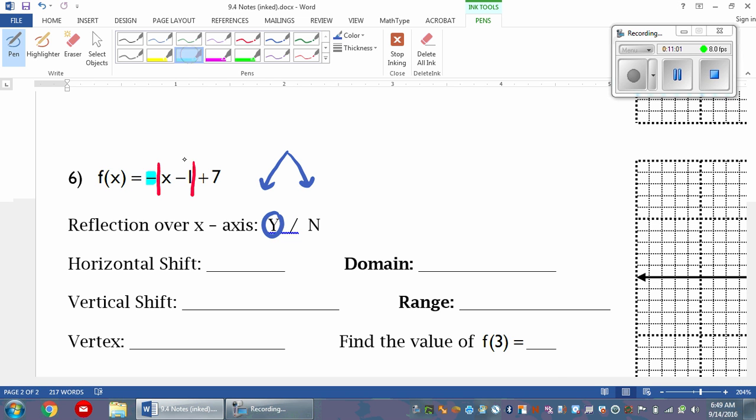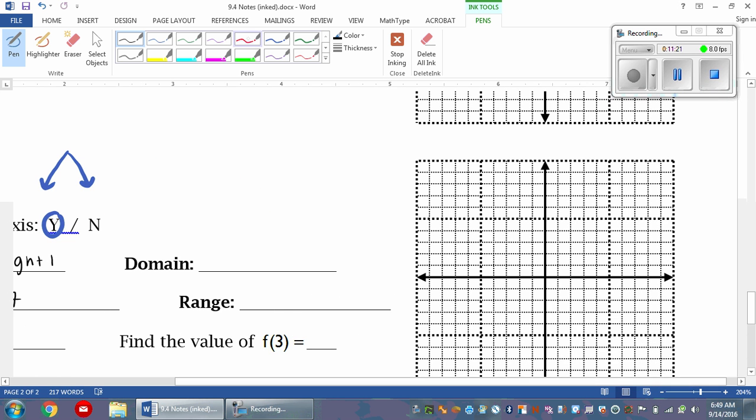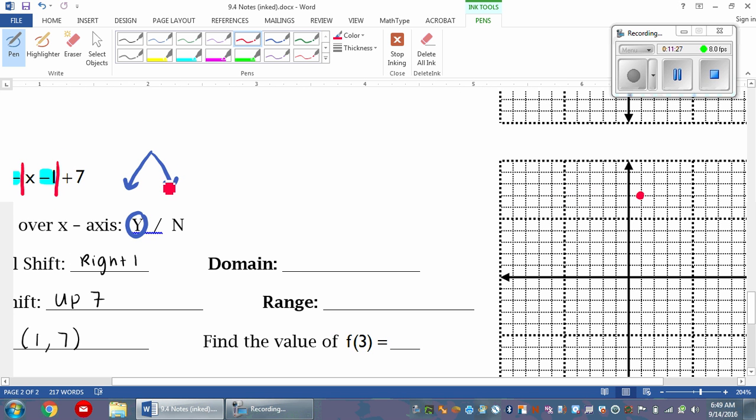The horizontal shift comes from the number inside, so negative 1 means right 1, because the number is always the opposite. And then plus 7, I keep the same sign, so it's plus 7. So my vertex, if I go right 1, it will be 1, and if I go up 7, it's 7. So my vertex is 1, 7. I'm going to go ahead and put 1 and a 7. And since my absolute value is opening down, I'm going to go right 1, down 1.